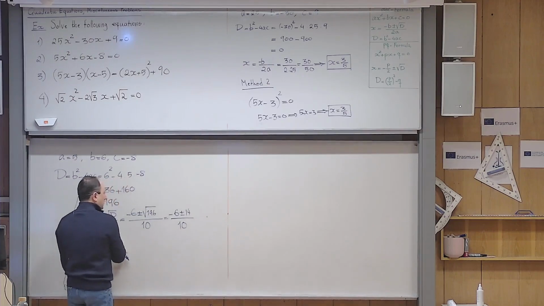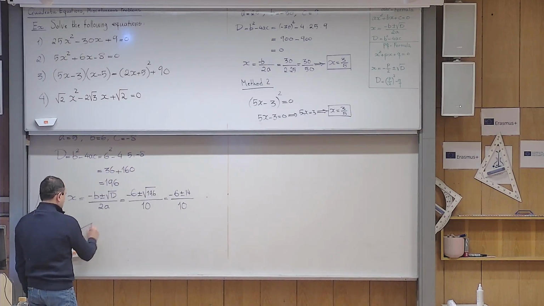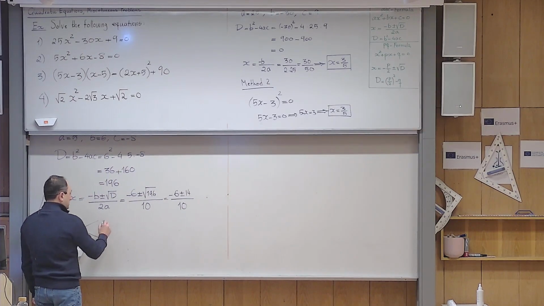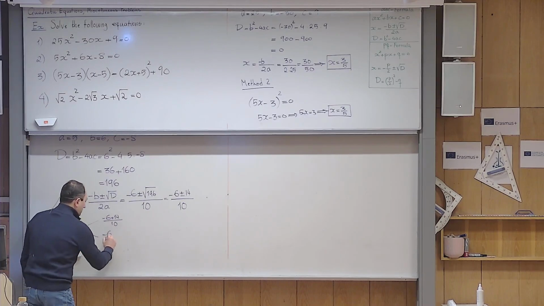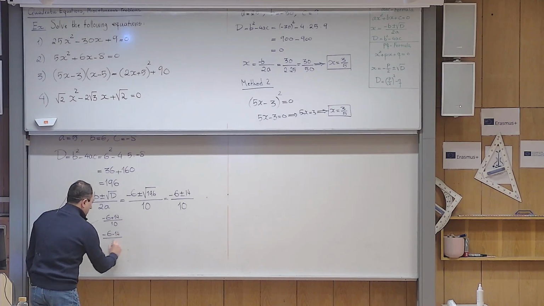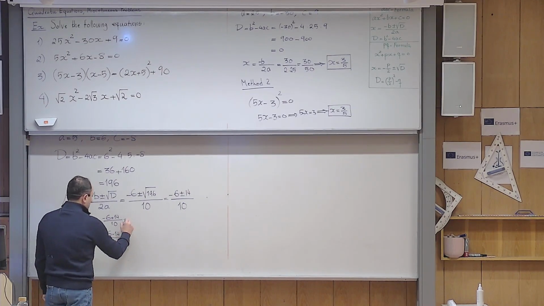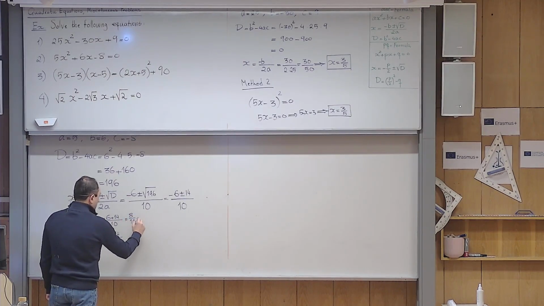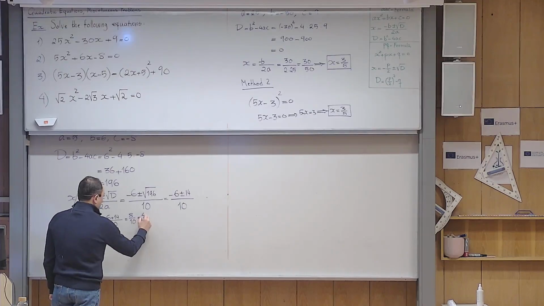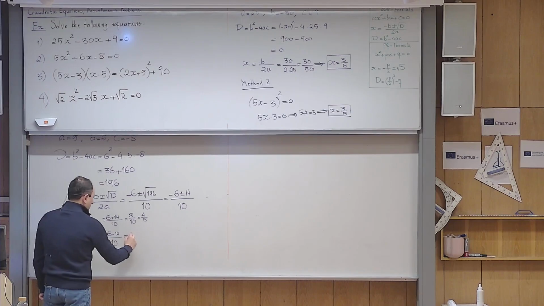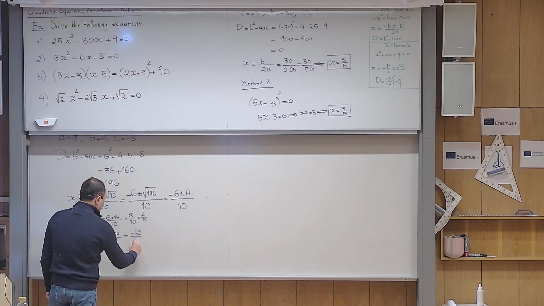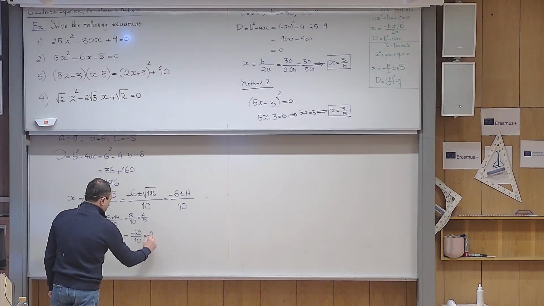Then from here I have two scenarios, yes? Once I consider the positive sign, once I consider the negative sign. And then you have to simplify. So this becomes what? 8 over 10, or I simplify it to 4 over 5. Here it becomes minus 20 divided by 10. I simplify it to minus 2.